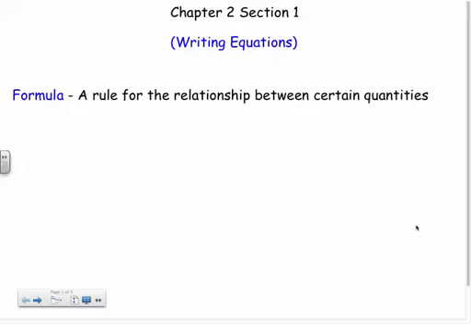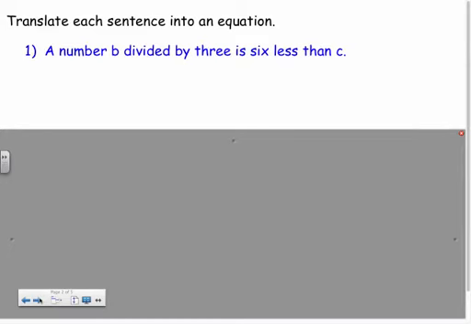So we have a lot of different formulas. We have formulas for perimeter, formulas for area, formulas for volume, all kinds of things, for distance, rates, and times, all kinds of stuff. So we're going to use some formulas here, but for the most part, we're just going to deal with writing equations. So for example, we have a sentence, and we're going to translate this sentence into an equation. So I look through it. It says a number b divided by 3 is 6 less than c.